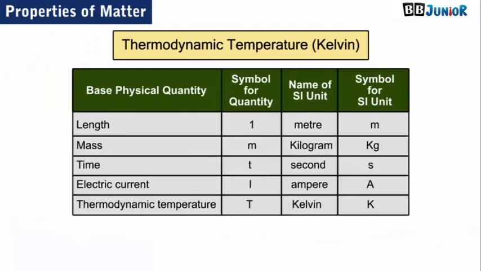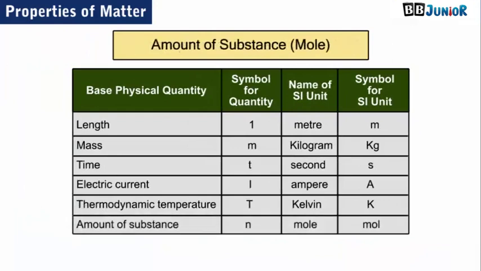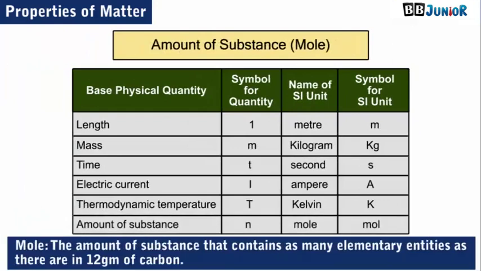The SI base unit to measure the amount of substance is mole. Mole is the amount of substance that contains as many elementary entities as there are in 12 grams of carbon. Elementary entities may be atoms, molecules, ions, or electrons.